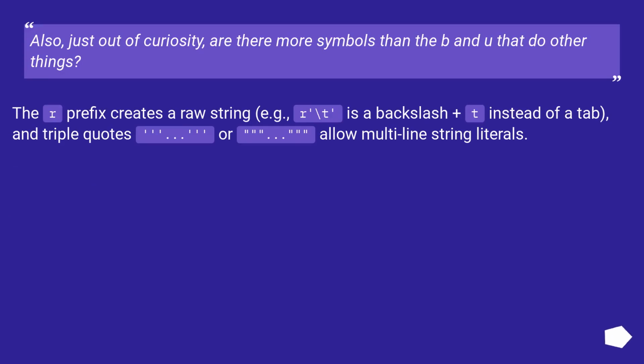Also, just out of curiosity, are there more symbols than the b and u that do other things? The r prefix creates a raw string. For example, r'\t' is a backslash and t instead of a tab, and triple quotes, ''' or """, allow multiline string literals.